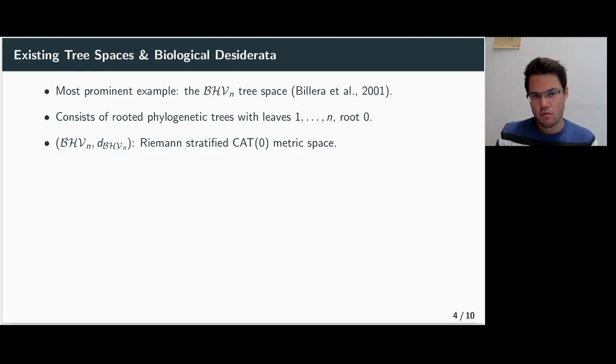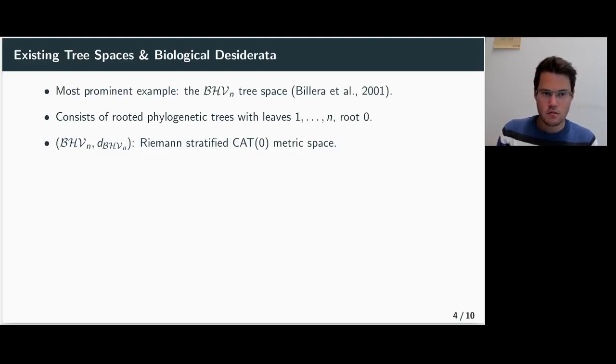It consists of the rooted phylogenetic trees with the leaves 1 to n and a root 0. And the BHV space is a very, very interesting and nice space. It is a metric space, first of all, and it has very nice properties, namely one of them is that it is CAT(0), so globally of non-positive curvature, which also implies that between 2 points you have a unique shortest path connecting them. And furthermore, it's Riemann stratified, so you can imagine the BHV space to be a union of Riemannian manifolds glued together in a certain compatible way.